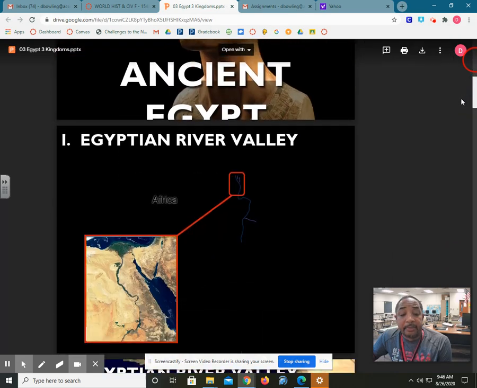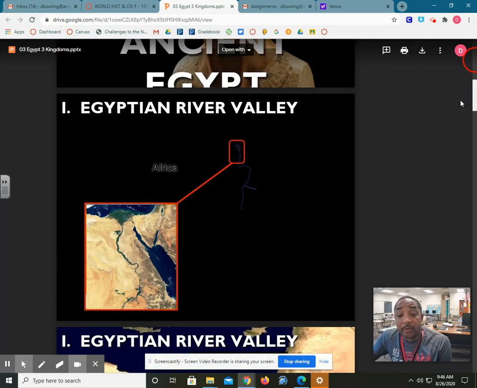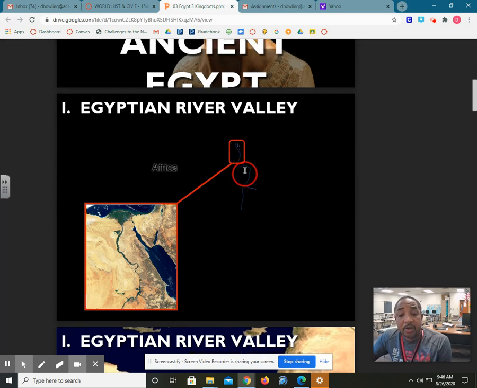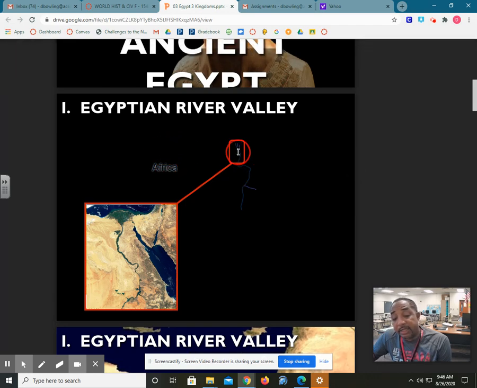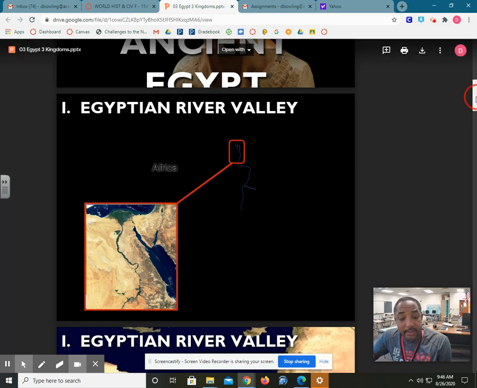Ancient Egypt, the Egyptian River Valley. So right here, we have the Egyptian River Valley. So you see Africa right here, and then Egypt's in here, which Egypt is part of Africa. Actually, Africa is a continent, as we all know. And then we have Egypt as one of its countries.